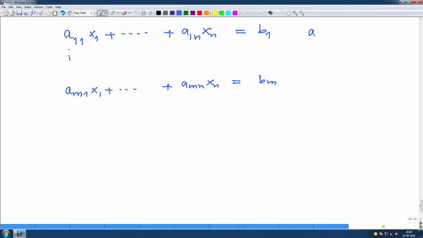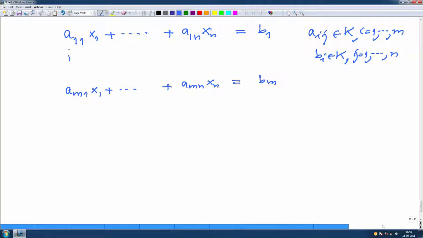where all these aij are in K and bi are also in K, where i is the index 1 to m and j is the variable number 1 to n. So that is the data given to us, and we are looking for the solution space, that is (x1, ..., xn) in K to the power n. So this is how we are doing.